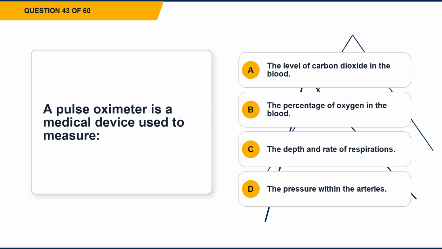Question 43. A pulse oximeter is a medical device used to measure. Option A, the level of carbon dioxide in the blood. Option B, the percentage of oxygen in the blood. Option C, the depth and rate of respirations. Option D, the pressure within the arteries.